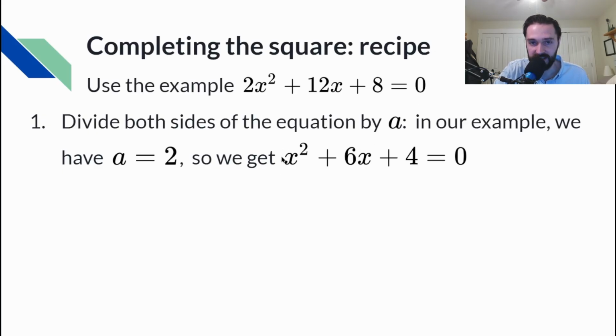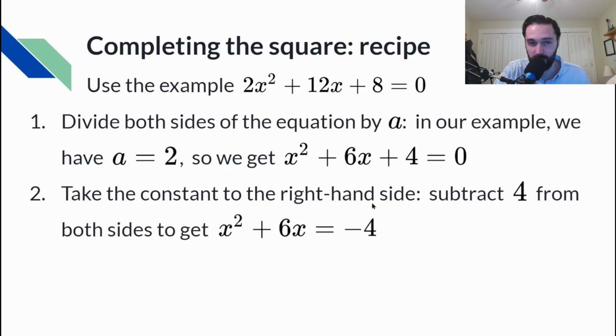We need to have a leading coefficient of 1 in order for completing the square to work. So then we take the constant to the right-hand side. In this case, we subtract 4 from both sides of this equation, and we get this.